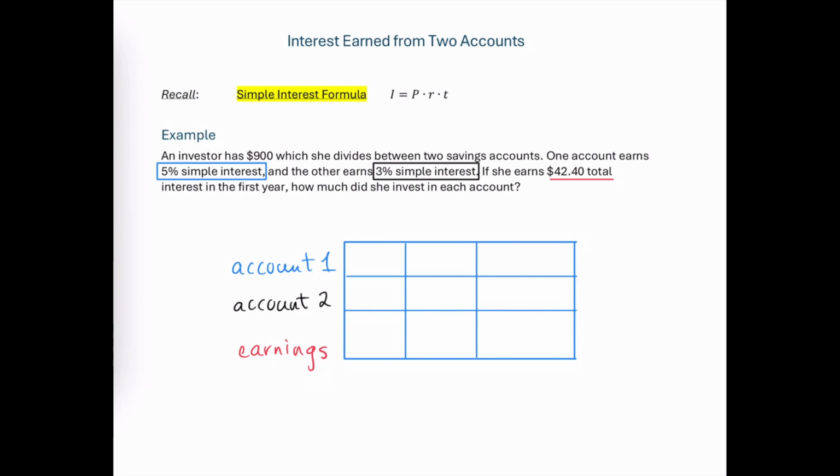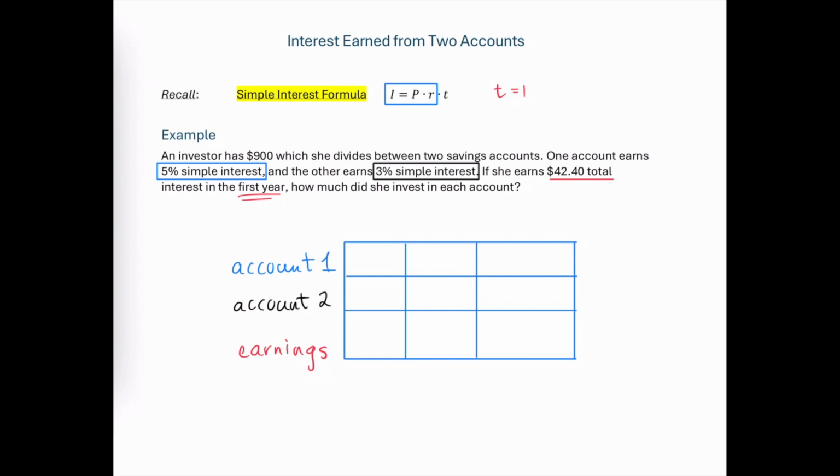Before we label our columns, let's make note of the fact that the interest earned was for the first year, so we'll be using t is equal to 1 in our equation, and the interest is then going to be calculated using only the principal multiplied by the rate.